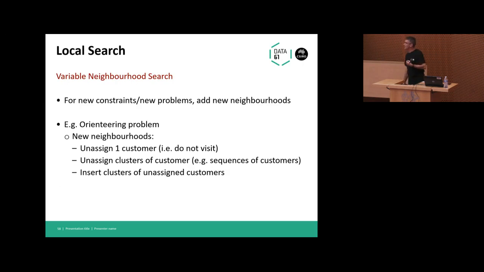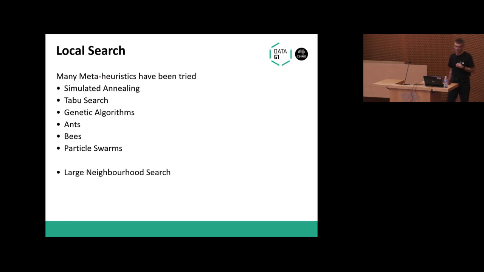Okay, and if you've got new constraints or new problems, then you can add tweaks of these neighbourhoods that allow you to fit into your new world. So, for instance, in the orienteering problem, you can unassign one customer and see if that reduces the cost, or even a sequence of customers.